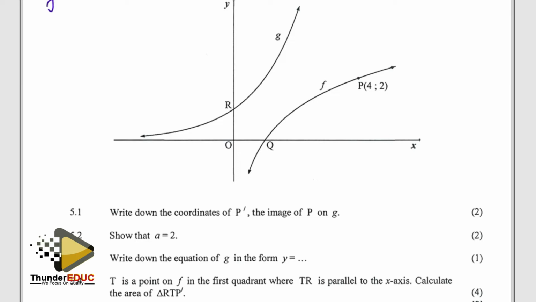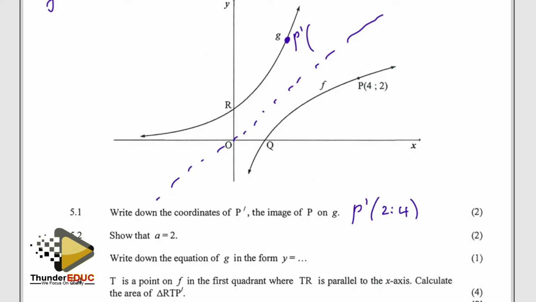We have a point, somewhere here, maybe somewhere here, or it can even be below, no problem. If that is our P prime, since we're talking about inverses, we're just switching points. What was x becomes y, what was y becomes x. So the coordinates of P prime are going to be 2 and 4.